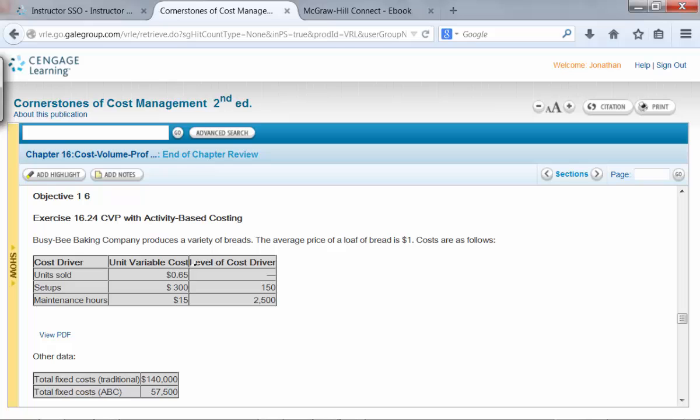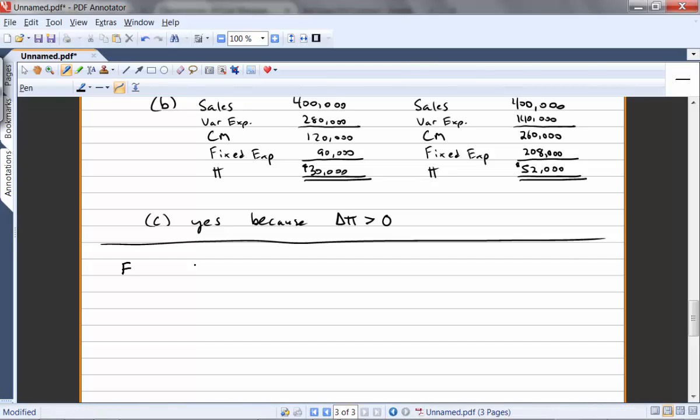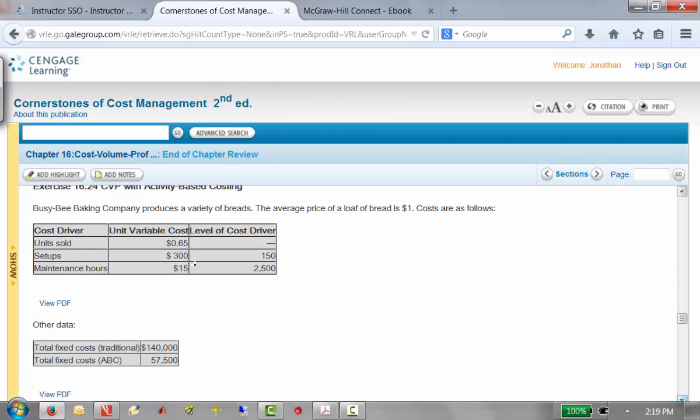Activity-based costing, or cost volume profit analysis with activity-based costing. CVP with ABC. This comes from a different book, so you might want to copy this problem down on a sheet of paper. That way you have the problem, because you won't have any way to reference it. You'll see the answers in this video, but you won't have a way to reference the problem if you're going back trying to study it.